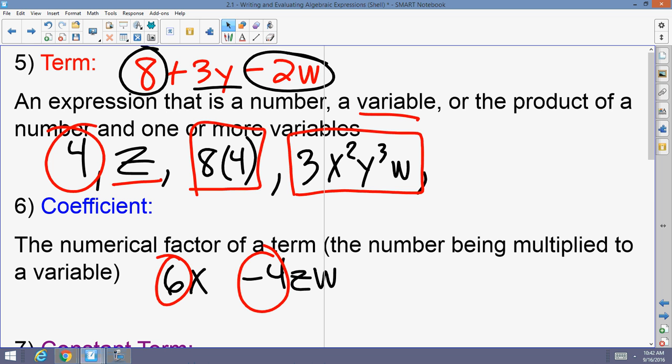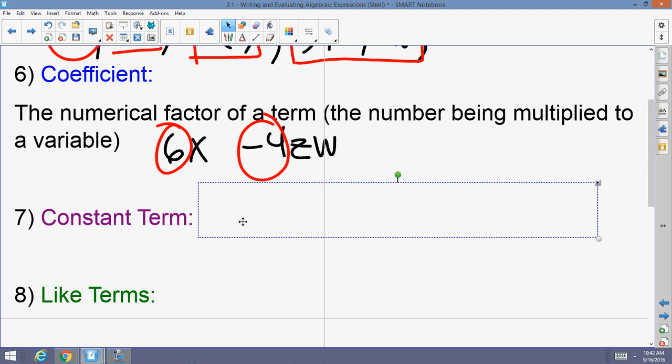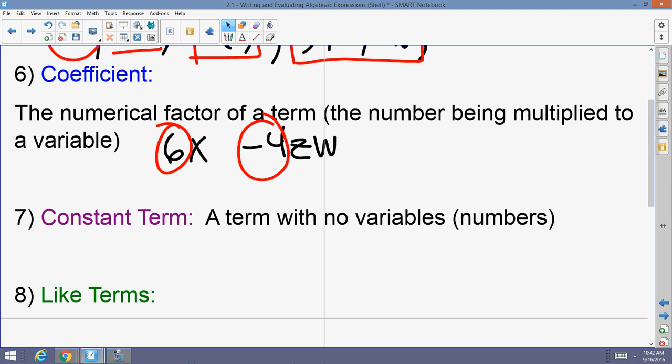Now a constant. A constant term is just a number. Any number by itself, no variable. It's just a term by itself as a number. It's just one plain number by itself. No variables.